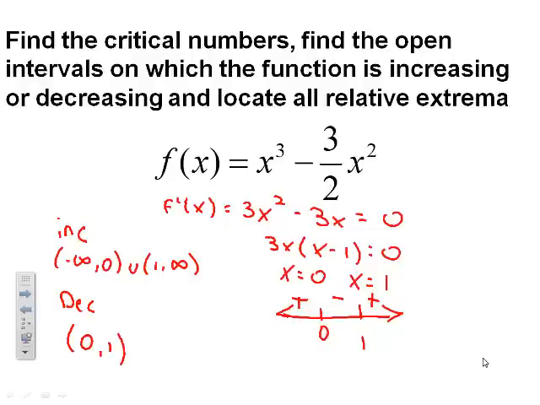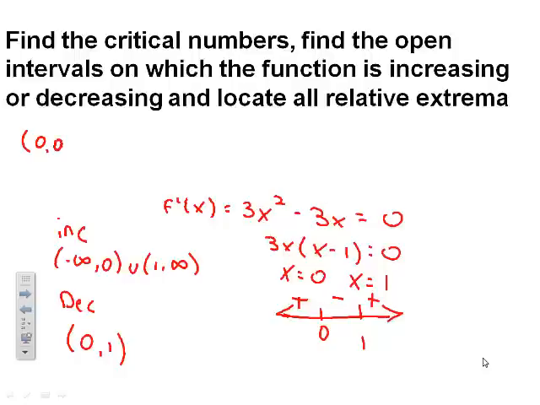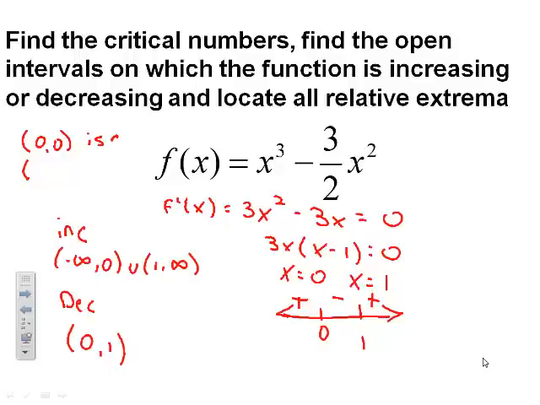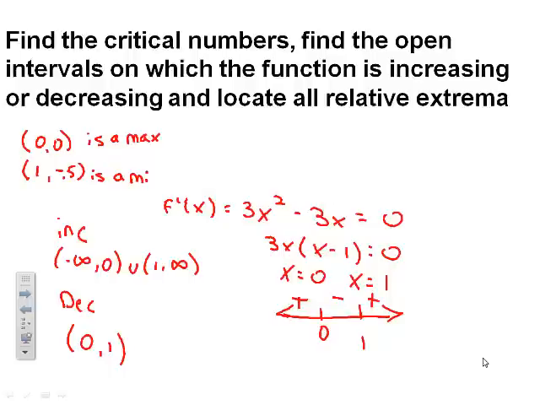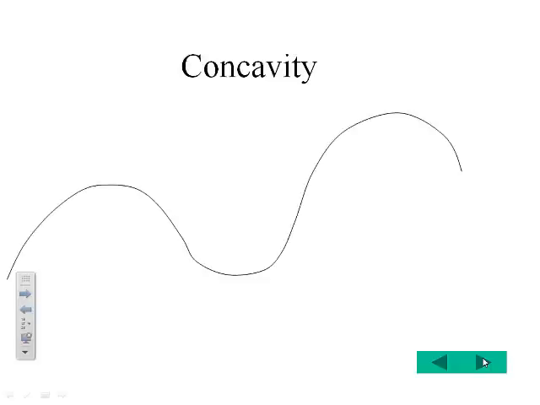Based on this, we know it's increasing from negative infinity to 0 and also from 1 to infinity, and it's decreasing from 0 to 1, which means (0, 0) is a max because it was going up and now it's going down. So that's the top of a hill. For (1, ...), I have to plug that back into the original function and I get negative 0.5. That would be a minimum because it was going down and now it's going up. So that's the type of analysis that you would need to do.